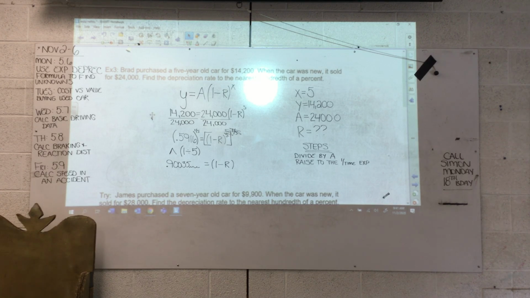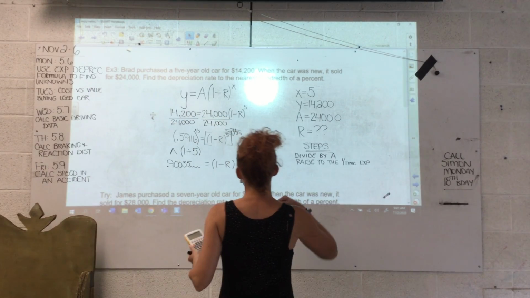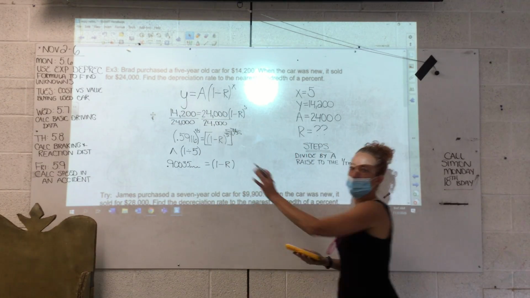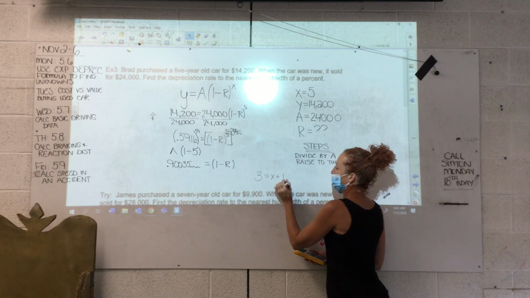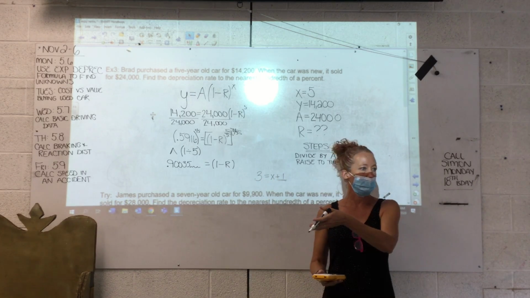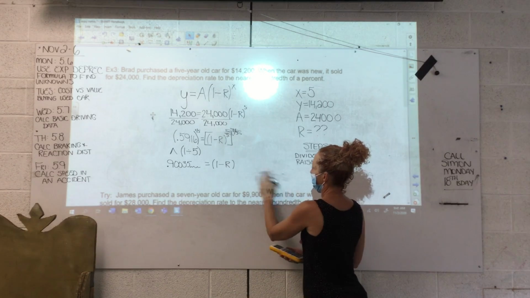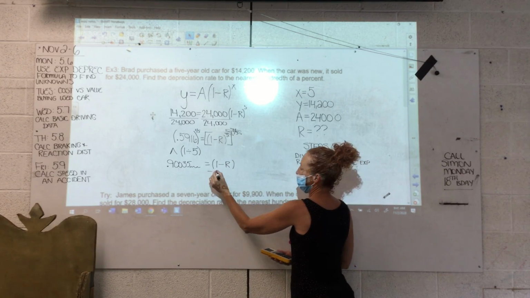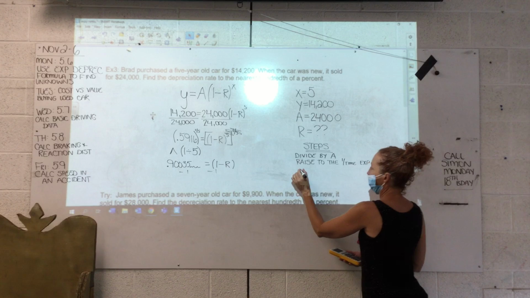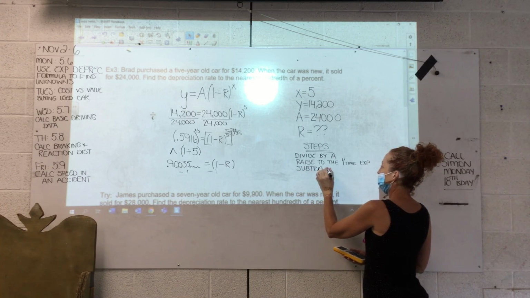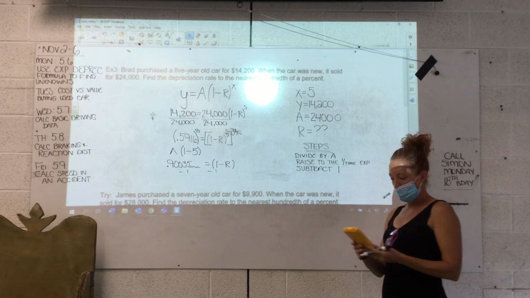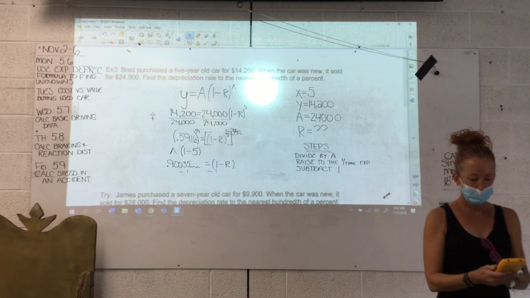Don't clear anything. Keep your calculator going. Very basic algebra 1: if you have 3 equals x plus 1, how do you get this positive 1 to the other side? Subtract. So same thing here, it just looks complicated. Subtract the 1. So next step, minus 1, equal it out.